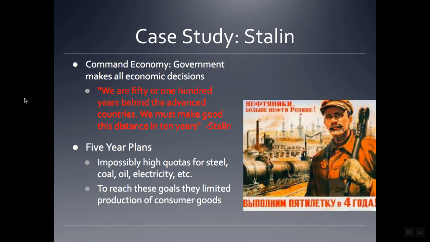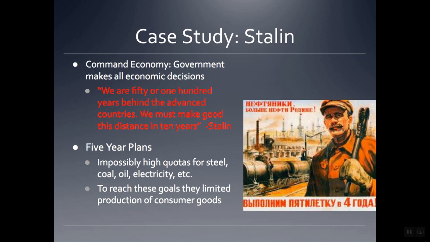The reason that he took full control of the economy is because when he surveyed the rest of the world, and when he looked at Russia's performance in World War I, he was like, we are way behind all of these other advanced countries in the world, and we have to make up this distance. So he says we're about 50 or 100 years behind the advanced countries. We must make good this distance in 10 years. So he's going to try to industrialize Russia in a crazy quick period of time so that they can catch up with the other modern countries of the world.